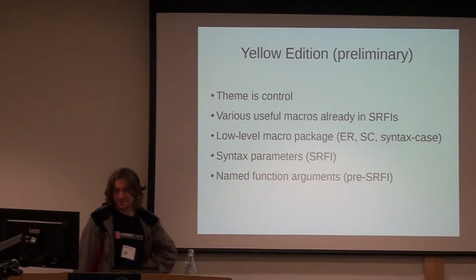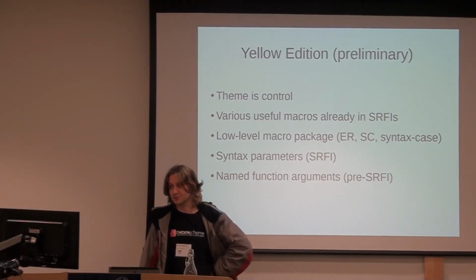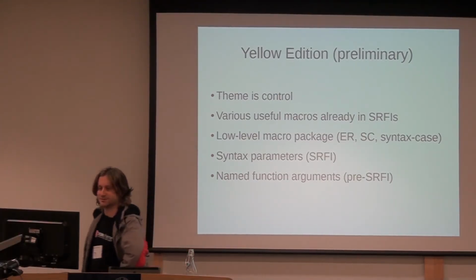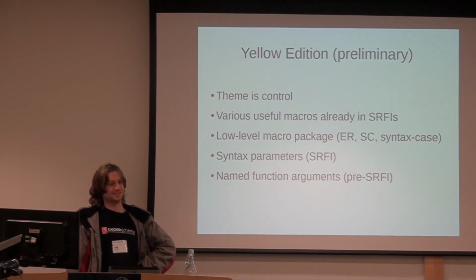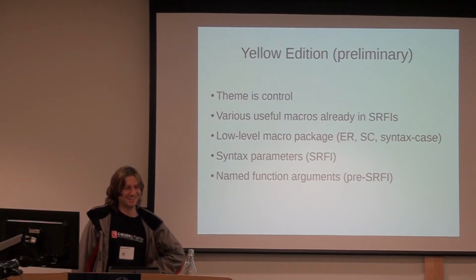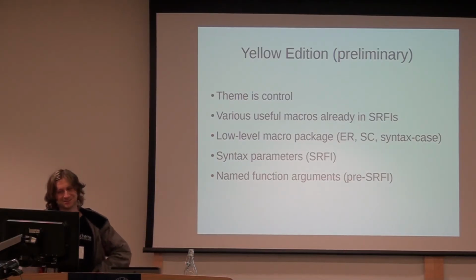Right, yellow edition, the next one, is going to be about control flow. So we're going to pull out useful macros and things, a low-level macro package. I'm sure there's going to be a wonderful conversation about which one to go for there. Yeah, I'm not sure how that one's going to come out. I predict there'll be a lot of bun throwing.